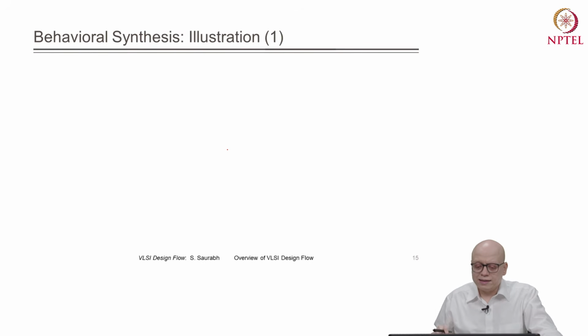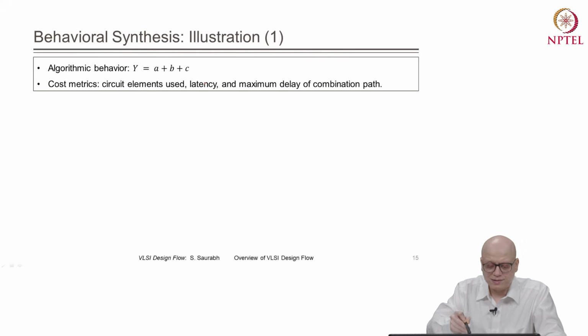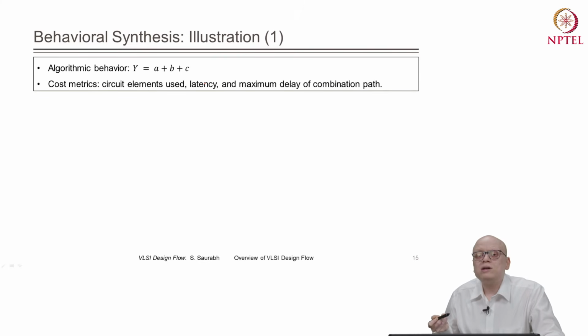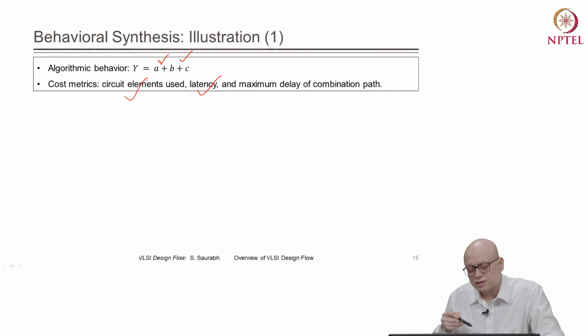Now let us take an illustration of how behavior synthesis is done. So suppose we are given an algorithmic description y is equal to a plus b plus c. Now this is an algorithmic description. There is no description about when the plus operation is carried out, when the other plus operation is being carried out. Now this can be implemented in many ways, and the cost metrics we can consider are the latency, the area or the circuit elements that are used in the circuit, and the maximum delay of the combinational path, right.